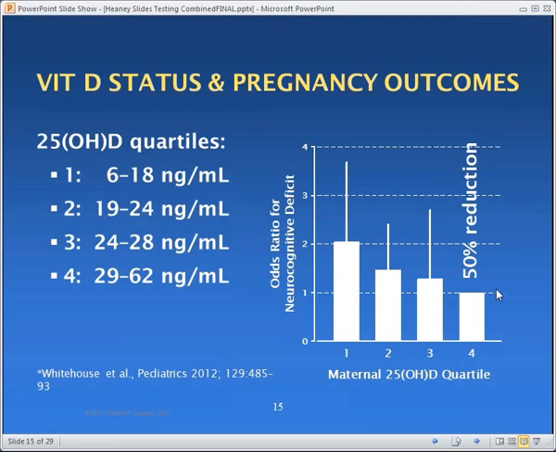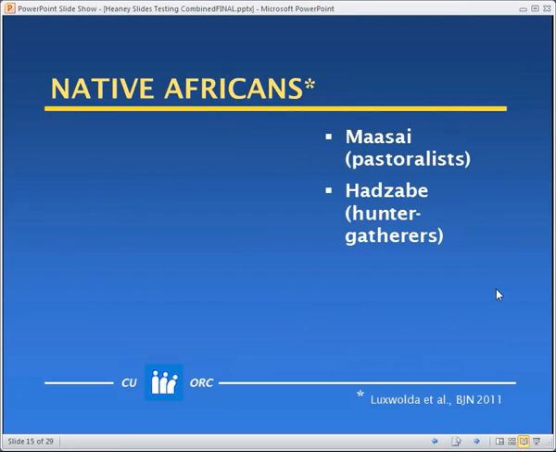This was a very significant study where there was a 50% reduction in neurocognitive deficits in that fourth group down there that was in the 29 to 62 nanograms per milliliter. So at least they were in the 40 nanograms per milliliter range. So the actual serum level is very important to know, because that is what you are aiming to achieve.